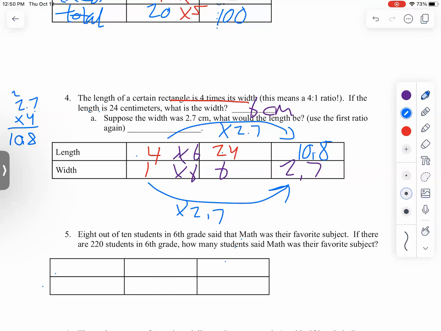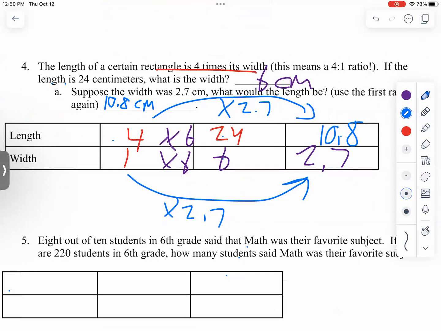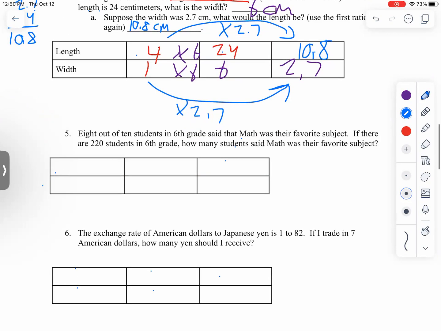Whatever's in the problem is what's in the answer. So the length, if the width was 2.7, would be 10.8 centimeters. I'm just showing you that having a decimal in there is not going to make it impossible. When we get to SC Ready, there will be some of these with harder numbers, but they'll give you a calculator that pops up.